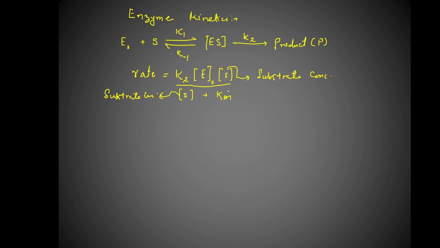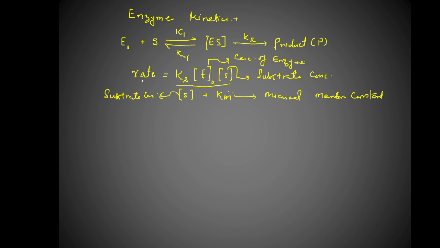And this Km is called Michaelis-Menten constant. And what is this K2? It is the rate of decomposition of this enzyme substrate complex, and E0 is concentration of enzyme. So these are the terms which we should know.